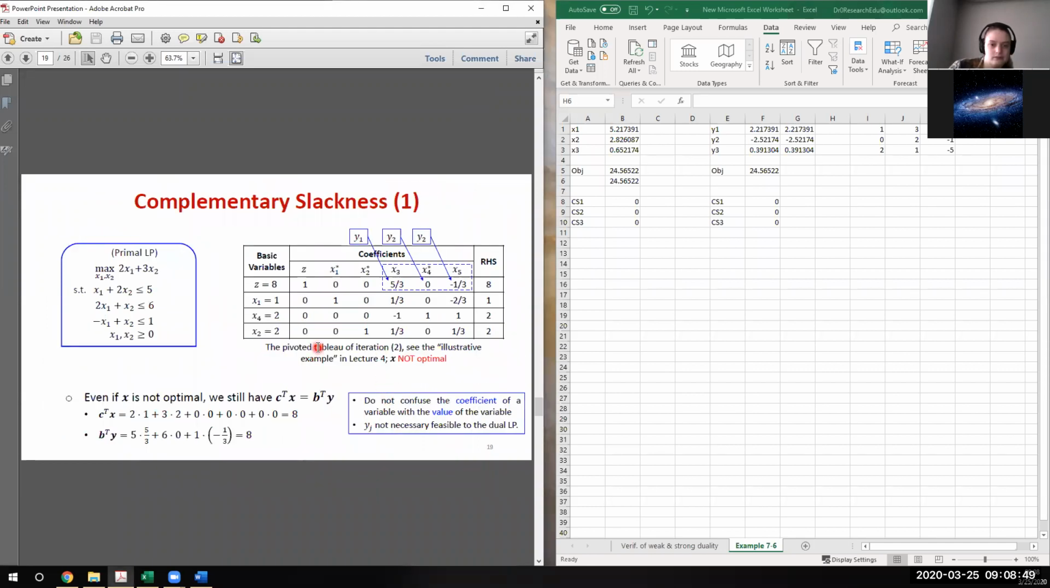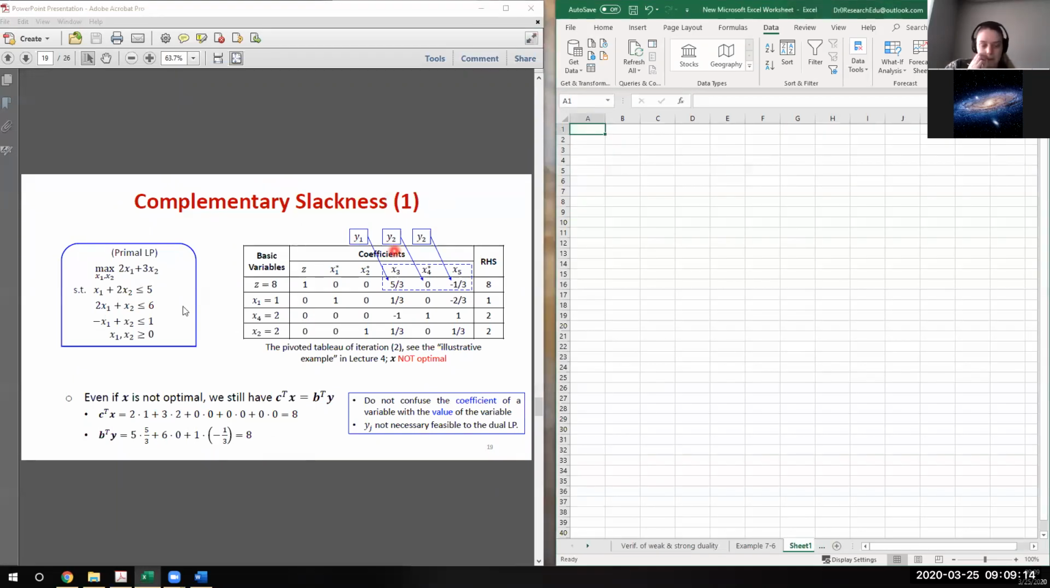Today I'm going to introduce two very important things. They are complementary slackness, and I'm going to introduce two parts of the complementary slackness. By the way, complementary slackness is another variant of the duality theorem, both strong, and especially for the strong duality theorem. To see what that is, let's first have an example.